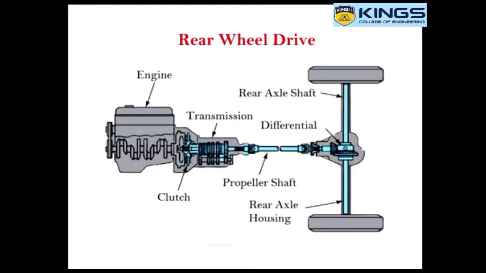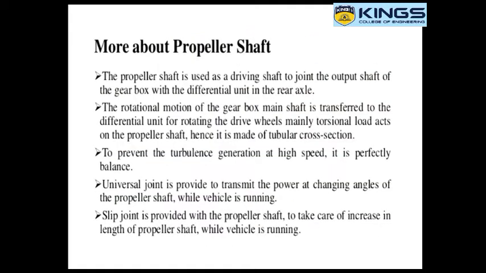This is the top view of the entire vehicle driving structure. There is an engine, a gearbox, and a clutch assembly. The final one is the propeller shaft, which is connected to the differential in a rear wheel drive. The propeller shaft joins the gearbox and the differential, and transmits the rotational movement to the differential unit. To prevent turbulence, the universal joint is used to transmit the power in angular direction. The slip joint is used to adjust the change in length of the shaft.